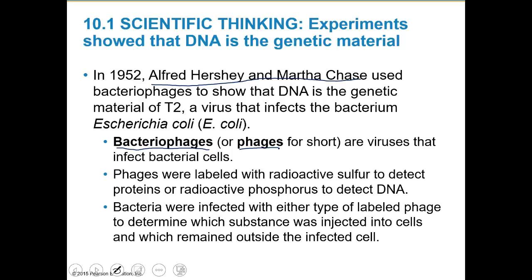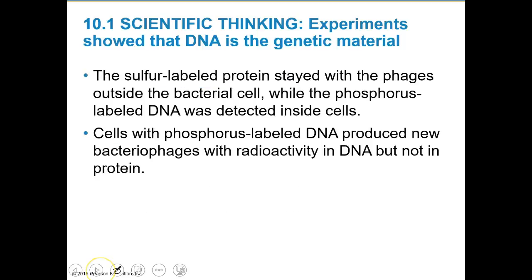Phages are labeled with radioactive sulfur to detect proteins and radioactive phosphorus to detect DNA. So bacteria were infected with either type of labeled phage to determine which substance was injected into the cell. The whole point of the Hershey-Chase experiment is to figure out what the genetic material is. So they had sulfur-labeled protein on the outside, and then DNA, which was labeled with phosphorus, to detect inside the cells.